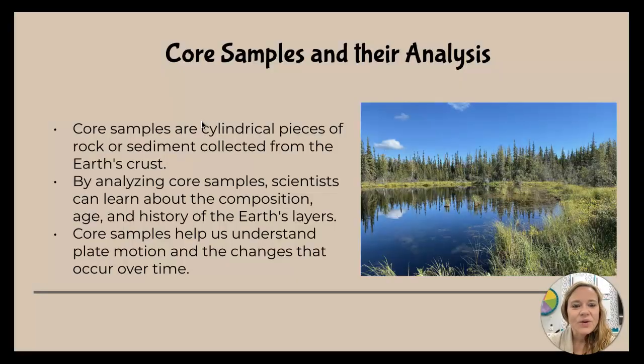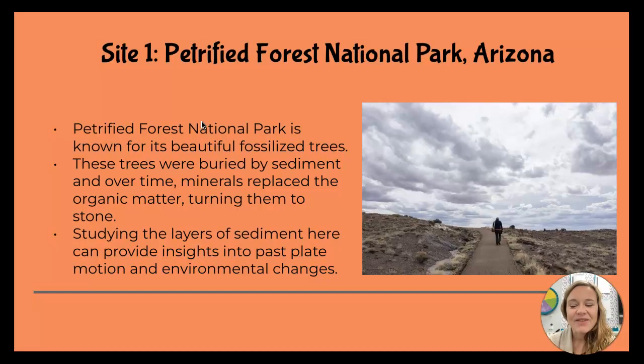And the analysis of core samples is used in order to better understand plate motion and changes that occur in our Earth over time and in Earth's layers over time. So it helps us better understand what each layer of the Earth looks like, how much of it there is, and what that means for the Earth. Today, you are going to be studying 4 different places and looking at core samples and cross sections from those places. The first one you're going to read about is Petrified Forest National Park in Arizona.